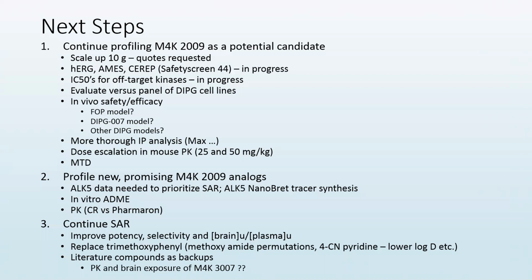The HERG, Ames, and SERAP are all in progress or will be very shortly. The compound for Ames will be shipped out today. IC50s for the off-target kinases, we need to schedule that, but this is something that we want to have done hopefully before the next meeting. So we'll get that going.